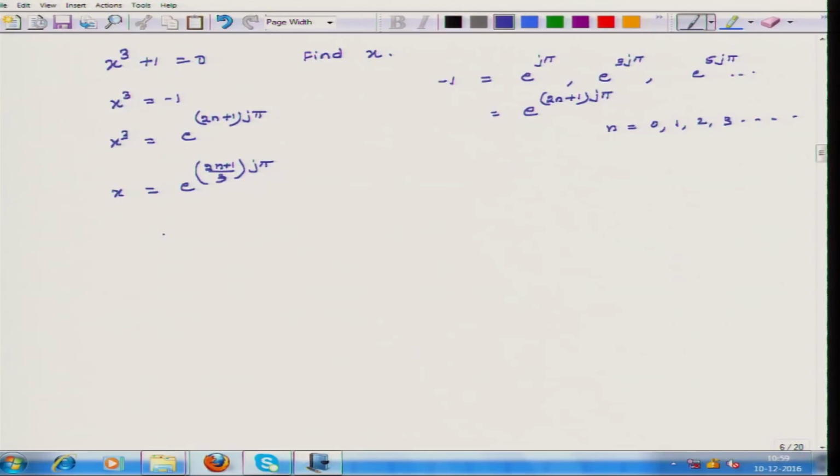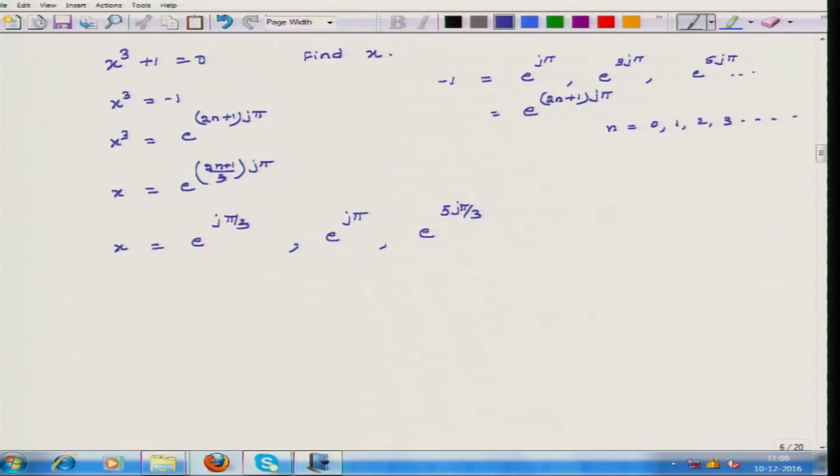Okay. So, I put n equal to 0 in this case, and the first solution is e to the power of j pi over 3. When I put n equal to 1, then 2 plus 1 divided by 3, so the second solution is e to the power of j pi. When I put n equal to 2, then I get e to the power of 5j pi over 3.